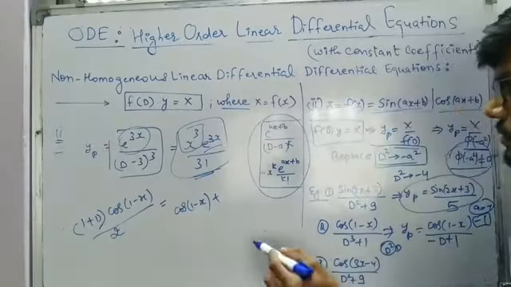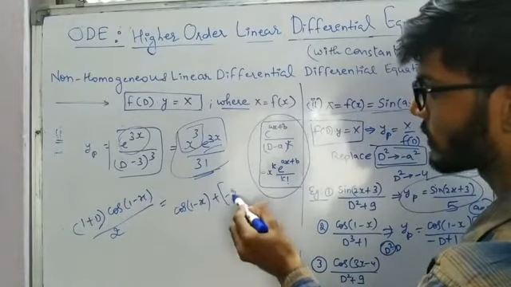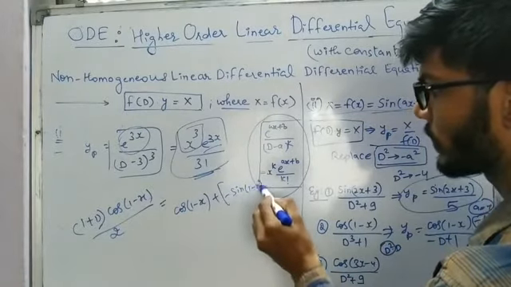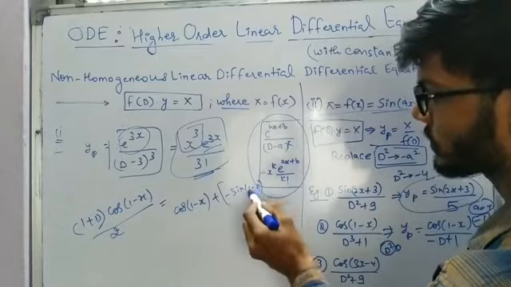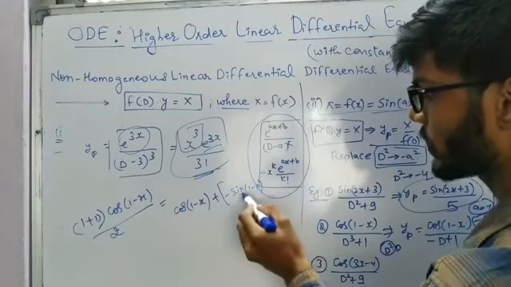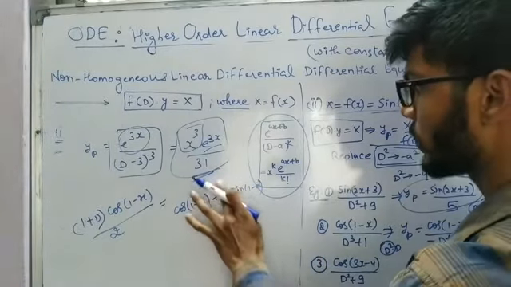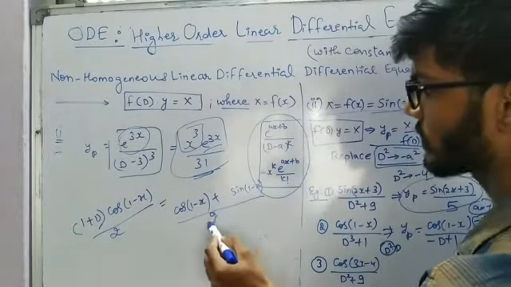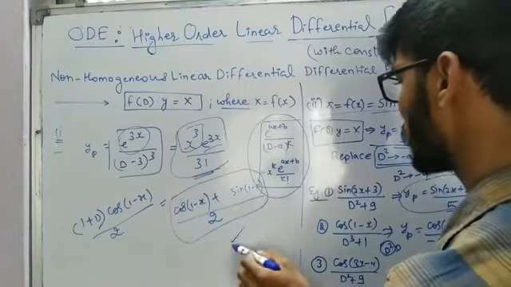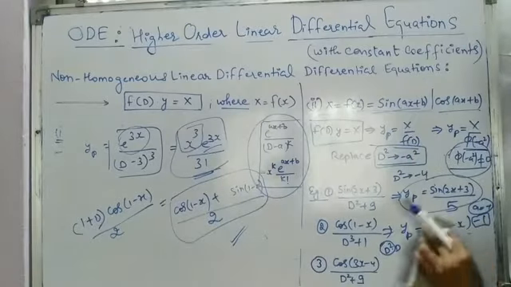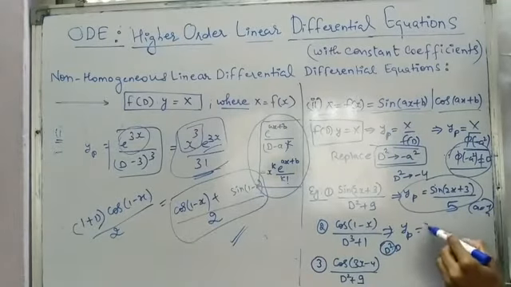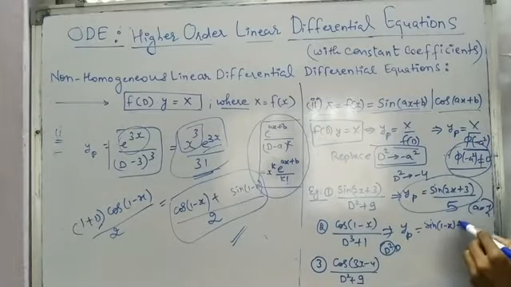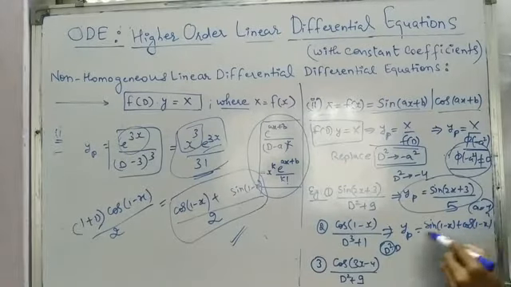So the differentiation of cos is nothing but minus sin, and due to the minus in the x, a minus 1 is going to come out, so minus minus will become plus. So cos(1 minus x) plus sin(1 minus x), and in the denominator is 2. So this is going to be our answer for the particular integral: sin(1 minus x) plus cos(1 minus x), divided by 2.